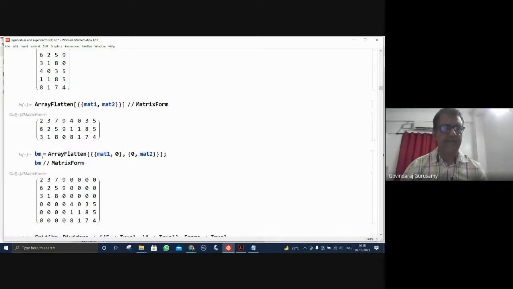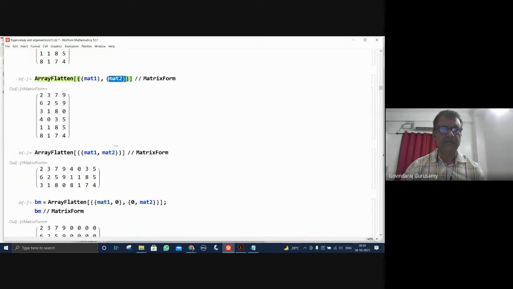Then another way is to write it as a block array flatten mat1 comma 0 0 comma mat2. What does it mean? These are all taken as zeros and these are all taken as zeros, and you will get 1 2 3 4 5 6 rows and 1 2 3 4 5 6 7 8 columns. So you will get a 6 by 8 matrix, and all other places where you don't have the elements become 0 by this array flattening. So there are three possibilities.